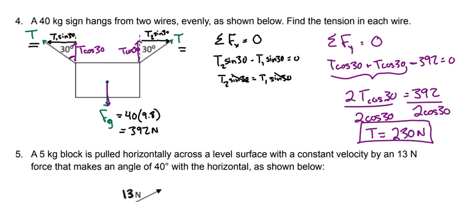But the issue here, or what I want to point out here, is if you add that up, if there's 2 wires, that makes 460 newtons of tension. But because they're not both pointed directly up, they lose a little bit of their effectiveness, and so they have to be greater than 392 combined to make sure that this thing doesn't fall down.